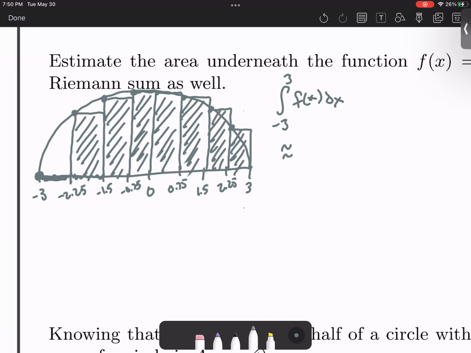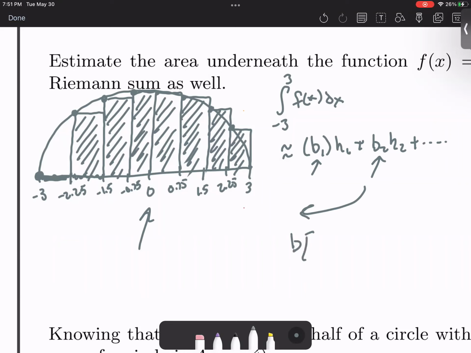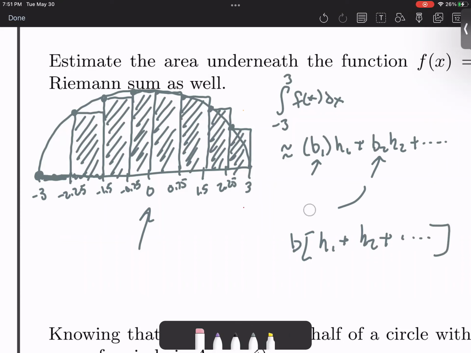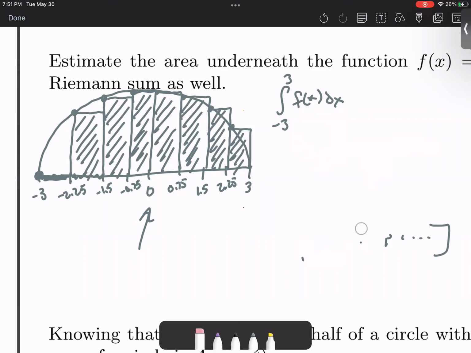Okay, let's think about this real quick. If it's going to be the first base times the first height plus the second base times the second height, and so on and so forth. If all of these bases are the same, which they are, all of our rectangles have the same base, then you can pull that base out and just add the first height to the second height and all the way down the line. So let's do that. Let's pull out the base. 0.75 is how wide each rectangle is.